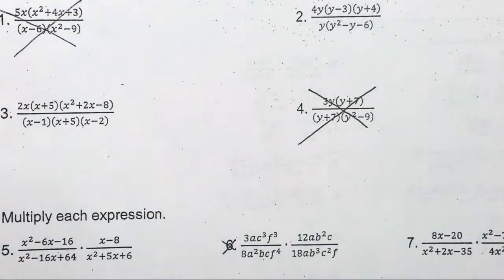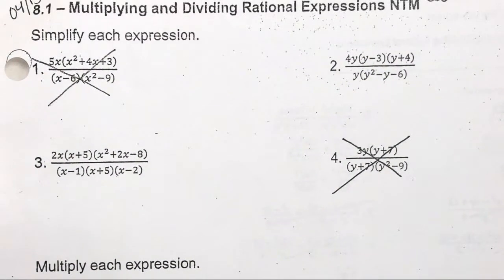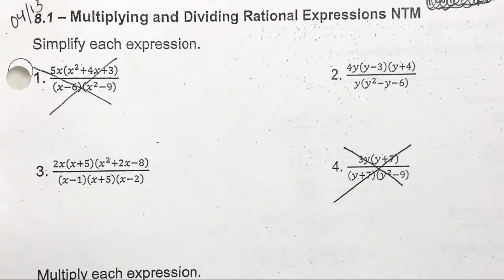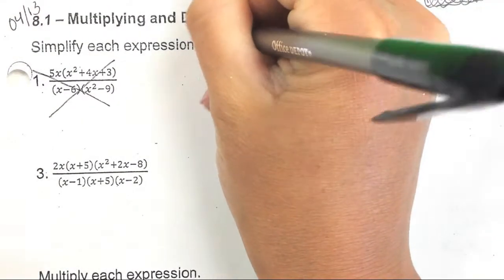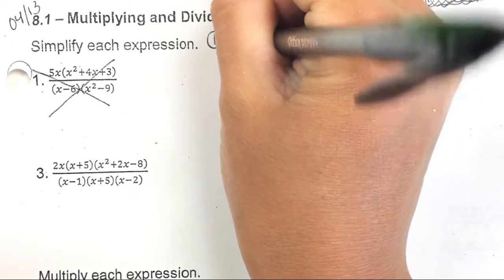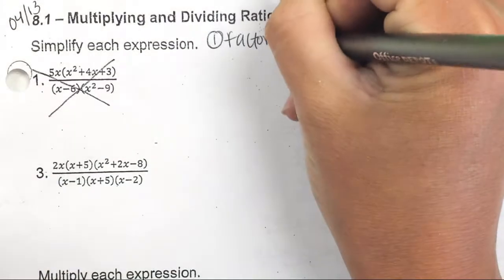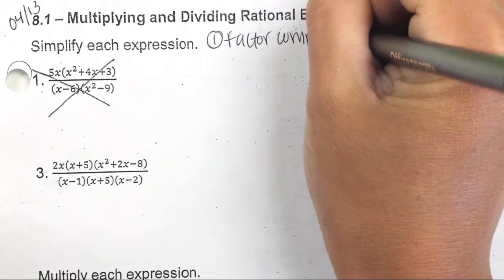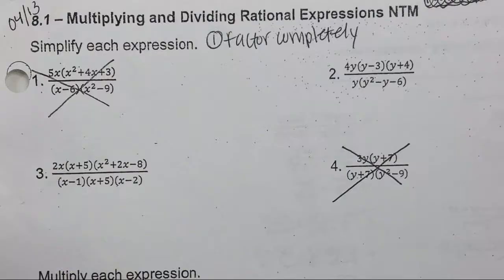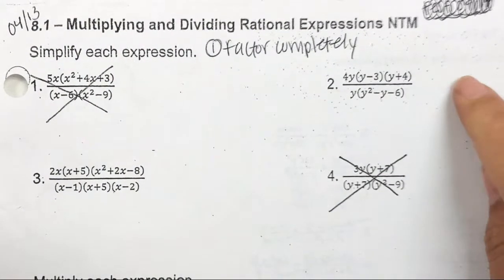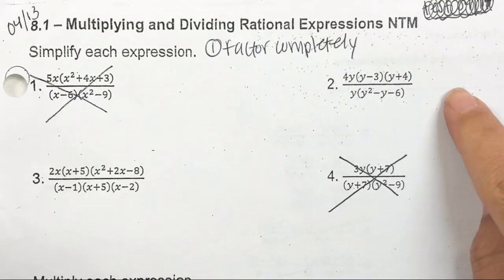Okay, so 8.1 simplifying expressions. There are a few steps. The first step we always want to do is factor completely. Factor completely, and I mean the top, the numerator, and the bottom, we want it factored completely.